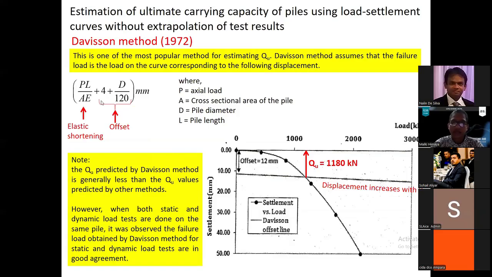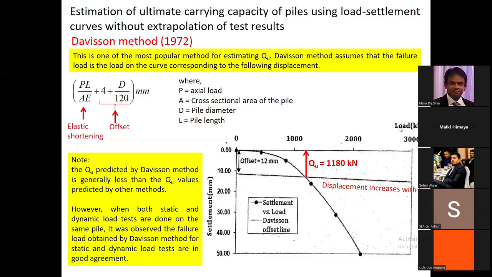So Davison said that you draw a line represented by this equation: 4 plus D/120, where D is the pile diameter. Let's say your pile diameter is 1200. So 1200 divided by 120 is 10 millimeters. So 10 millimeters plus 4 is 14 millimeters. This is the elastic compression or elastic shortening of the pile due to the applied load, P.